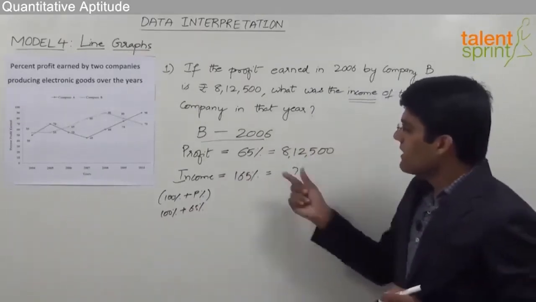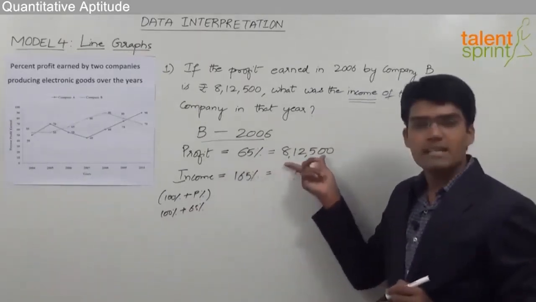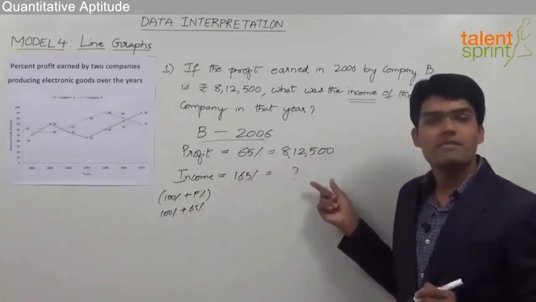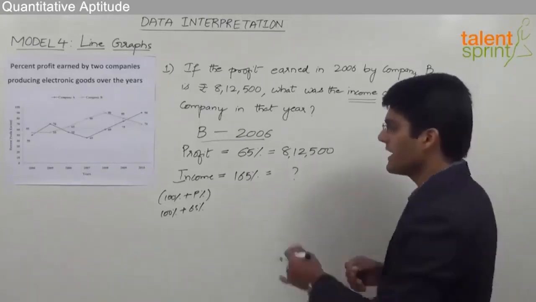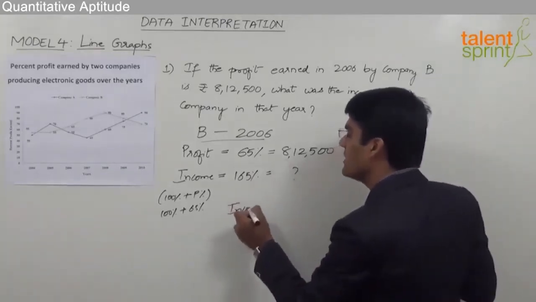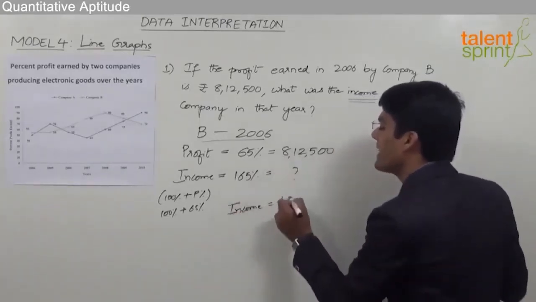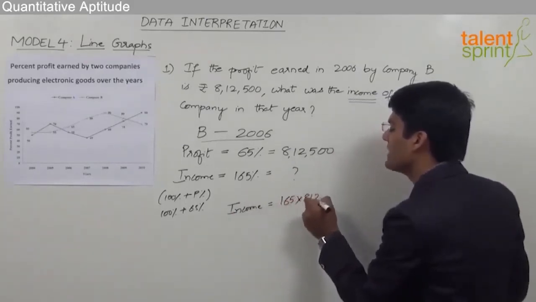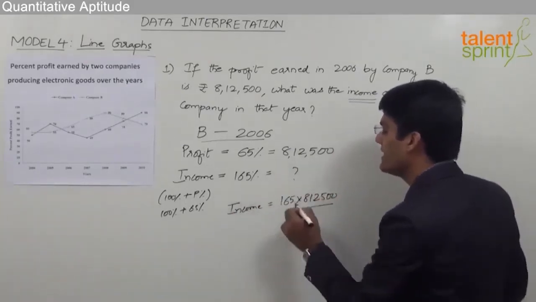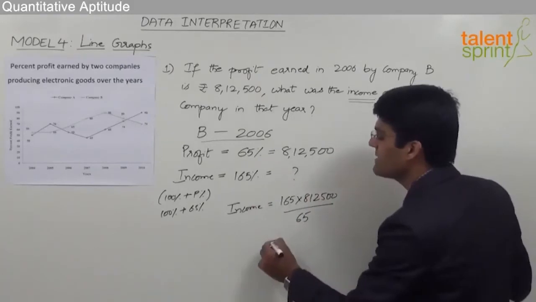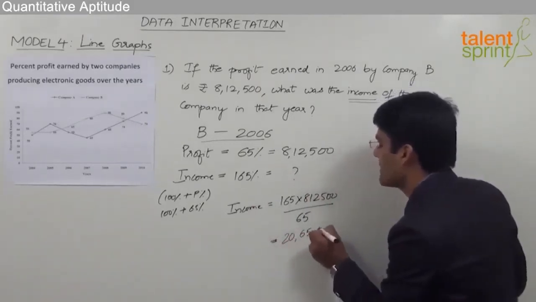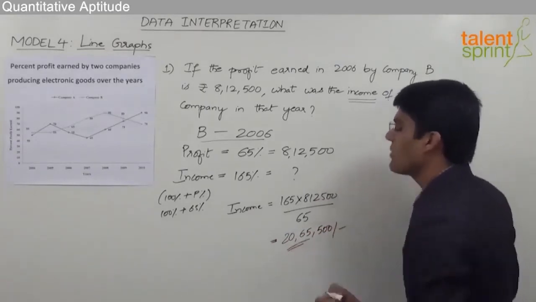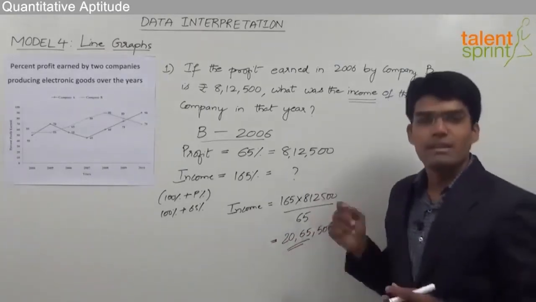So now if you observe, we know that 65% is 8,12,500. 165% is equal to what? Upon cross multiplication, we get the required answer. So we can say that the income here will be equal to 165 into 8,12,500 divided by 65. And by solving this, we get the answer as 20,62,500. So that is the income of company B in 2006.